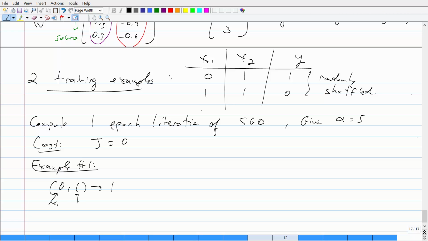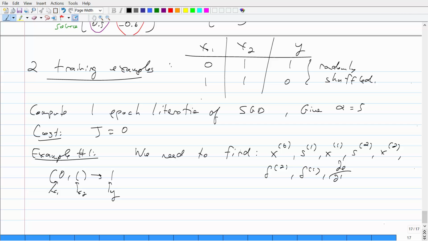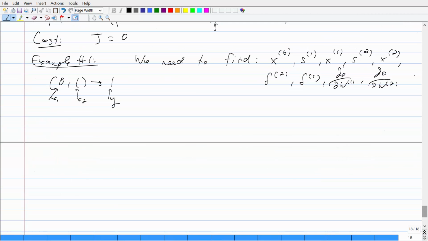So this is x1, this is x2, and then this is y. Okay, so there's a lot of stuff we need to find. First we need to figure out what the output is from the output layer. Then we compute the inputs into the hidden layer, the outputs of the hidden layer, the inputs into the output layer, and the outputs of the output. Then we need to figure out what the sensitivities are, and finally compute the update. These are all the things we need to find, and this is just for one iteration, but it won't be so bad.